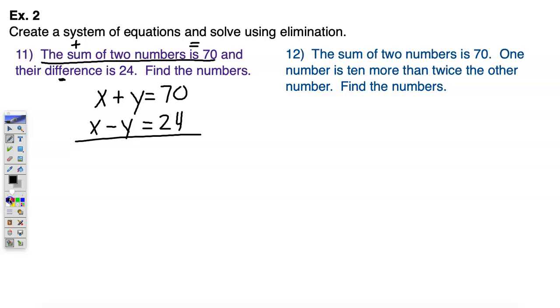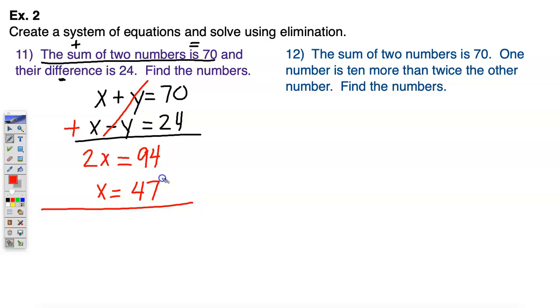So now we have a great situation for elimination. Our y's are going to cancel out. Plus y and minus y wipe each other out. x plus x is 2x, and then 70 plus 24 is 94. And if I divide both of those by 2, I end up with 47.